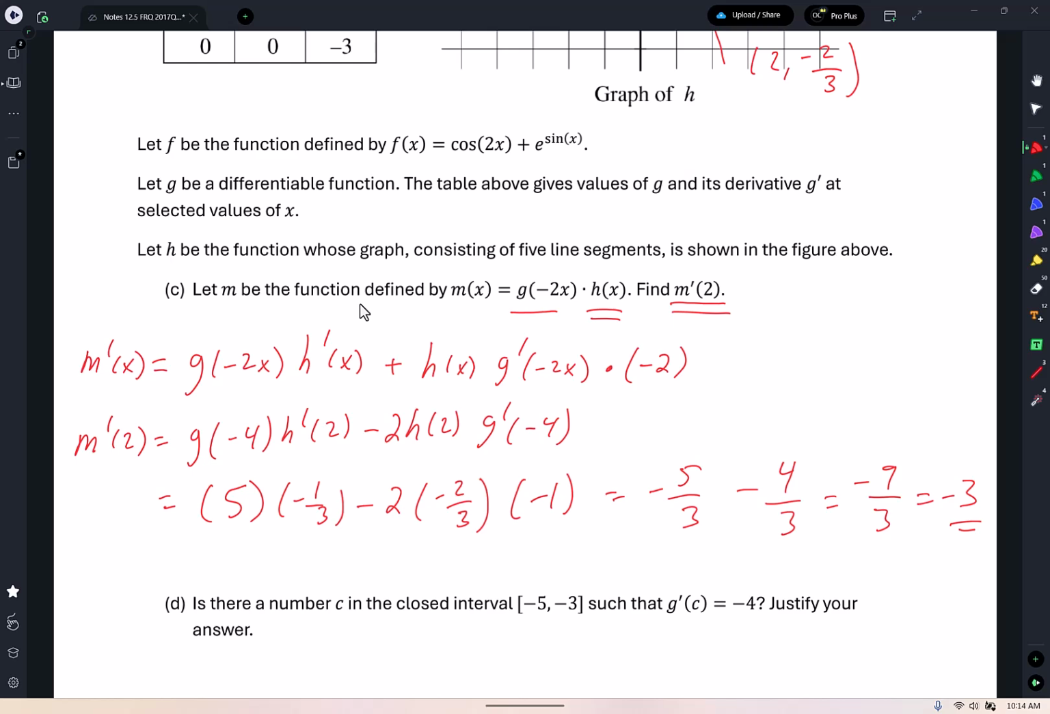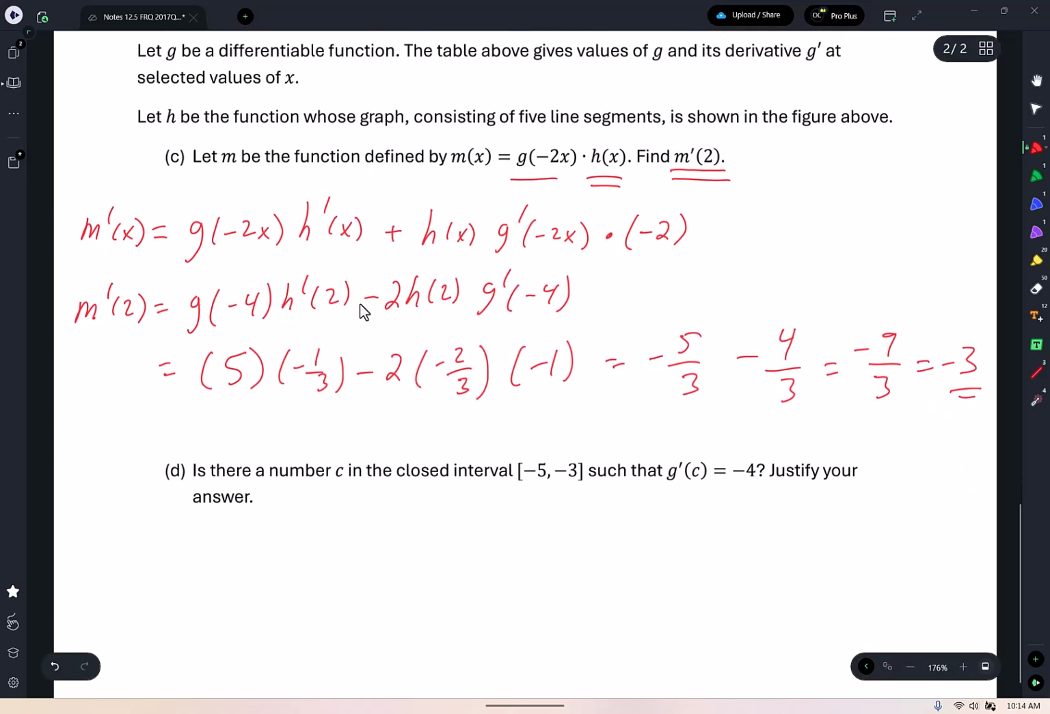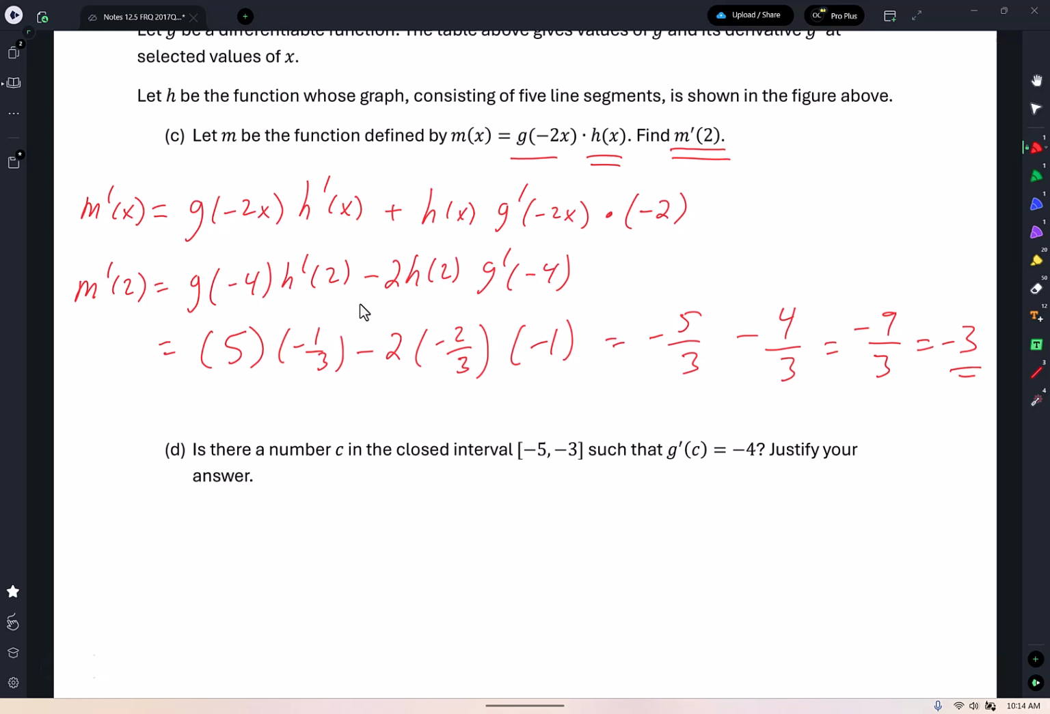Okay. Letter D. Of course, I was not going to include this letter on the exam, right? Is there a number c on the closed interval, negative 5, negative 3, such that g prime of c equals negative 4? So you got to look at all the theorems we know. At the moment, we just know two of them, intermediate value theorem and mean value theorem. Have we covered mean value theorem? Okay, never mind. We're not here yet. I would not have put this on the exam.